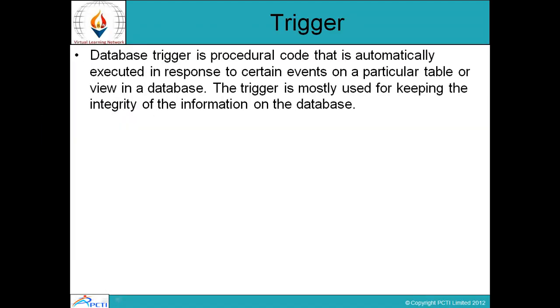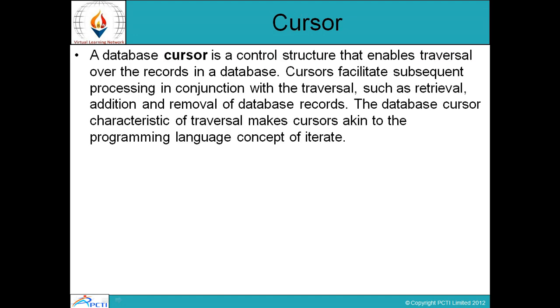Now there are triggers. A trigger is basically procedural code that is automatically executed in response to certain events. When you are entering data in some table, it automatically affects another table also. That can be done with the help of a trigger. So a trigger is mostly used for keeping the integrity of the information in the database.